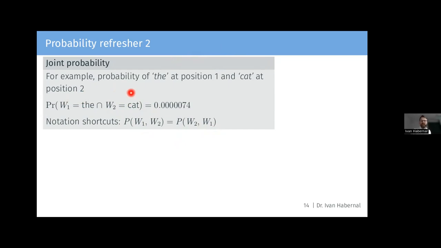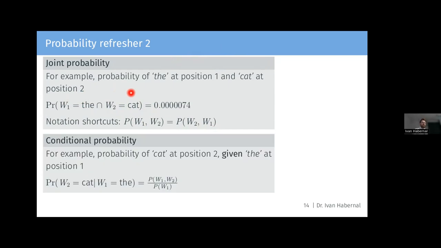Okay, good. Then we have conditional probability. And this is basically a definition of that. So for example, the probability of cat at position 2, given that we saw the at position 1. And we're using this pipe here. So W2 is something, and W1 is what we've observed. And we divide these two probabilities. So the joint divided by the observed variable. Any questions? Conditional probability? Yes.